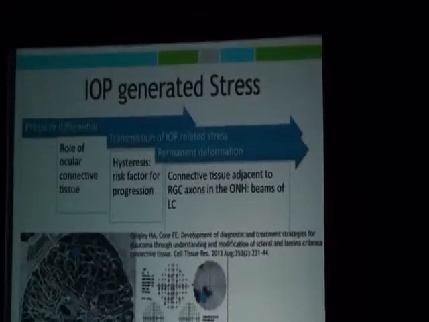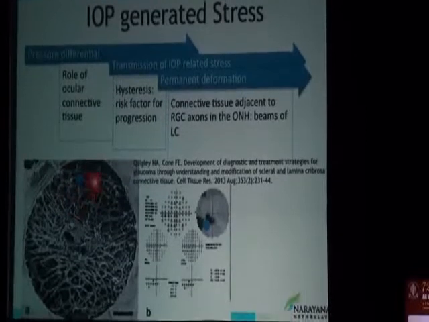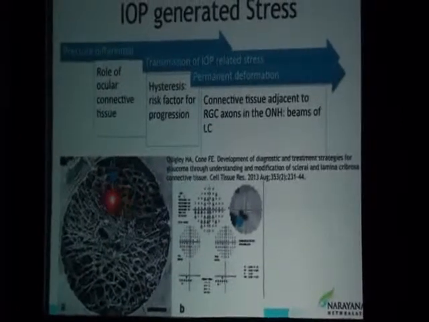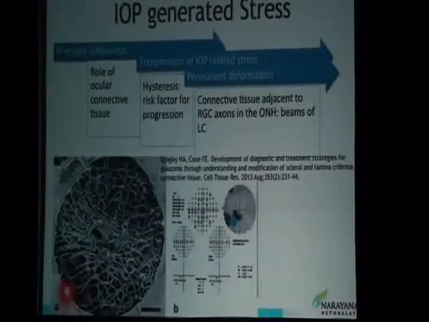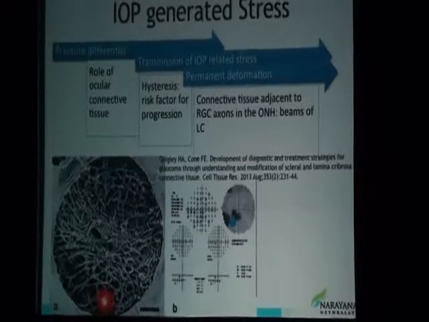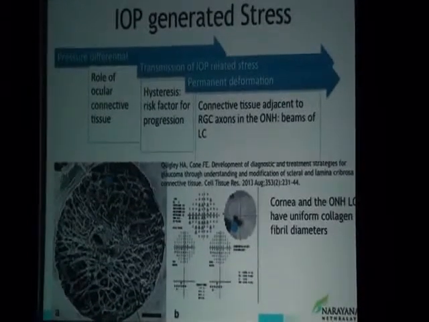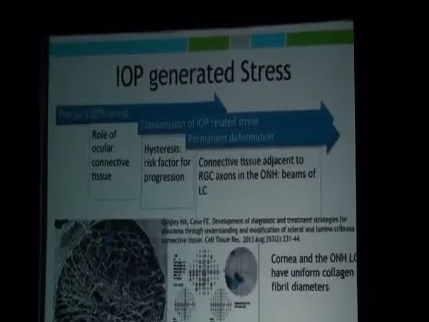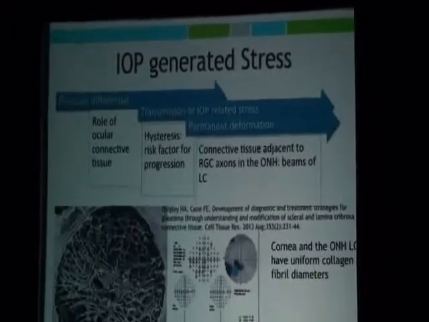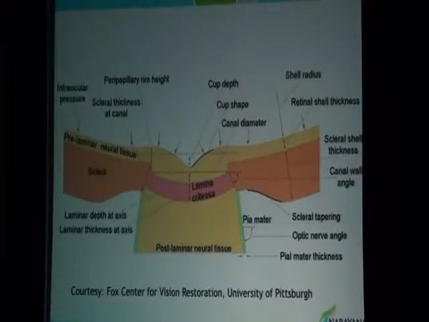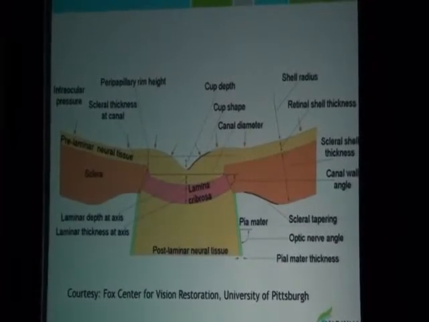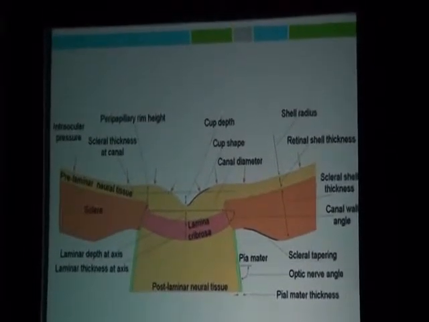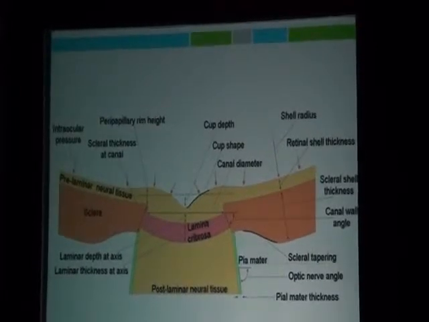Now, if you look at this image, you can actually, I hope this works. This area has been marked out as an area of damage, and here the pores seem to be more oval and less in number, versus this area, which seems to have more pores and wider pores. So interestingly, where this is taking us is that the cornea and the optic nerve head lamina cribrosa appear to have uniform collagen fiber diameters compared to areas around the optic nerve head, where the posterior sclera has a crisscross arrangement of the collagen fibrils.